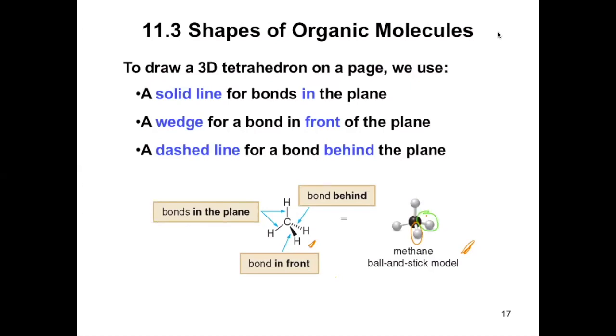Okay, kung 3D model. So, kalimitan naman ginagamit din kapag medyo higher na yung chem. Pero for Gen Chem, okay lang na solid line. Pero if you apply yung wedge and dashed line, mas maganda.